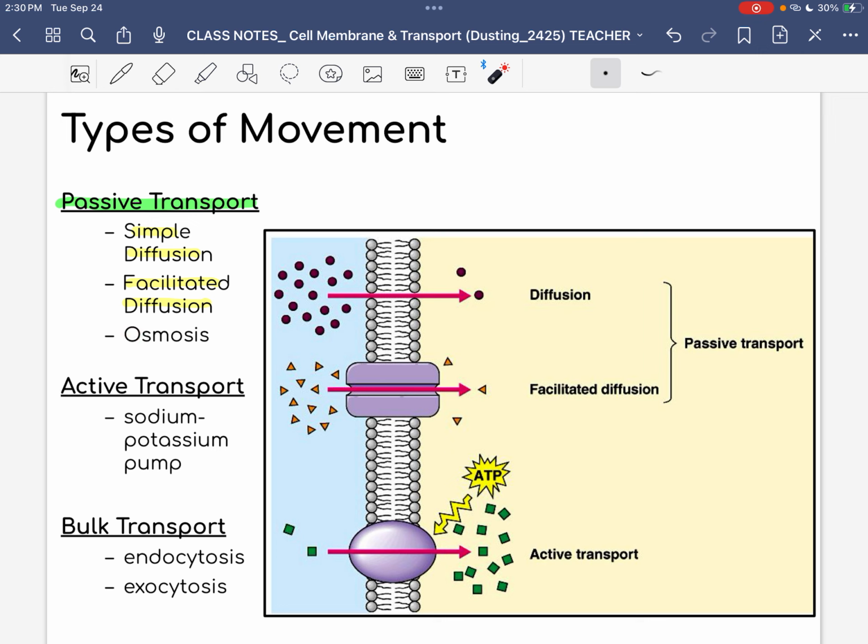We are also going to talk about active transport, and we'll talk about bulk transport. Bulk transport is a type of active transport, but it's specific because it takes in so many molecules. And there's two types that we're going to talk about, endocytosis and exocytosis. For active transport, we're going to give the example of the sodium-potassium pump, and I think we're also going to talk about the hydrogen ion pump.